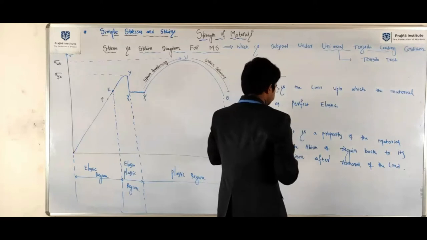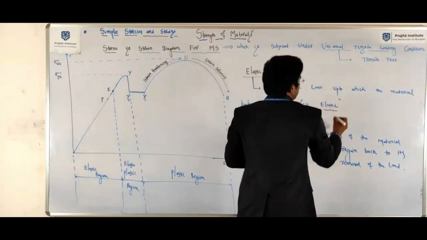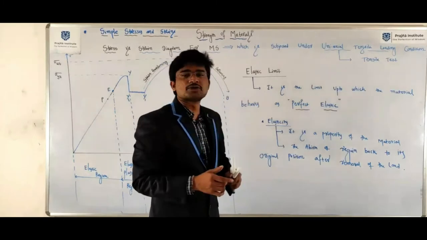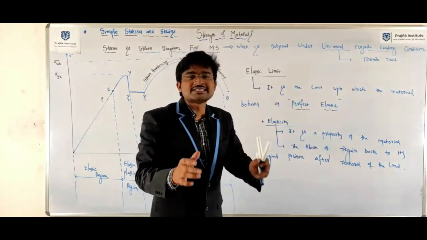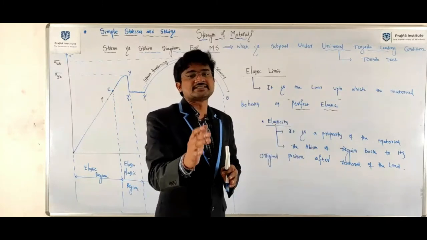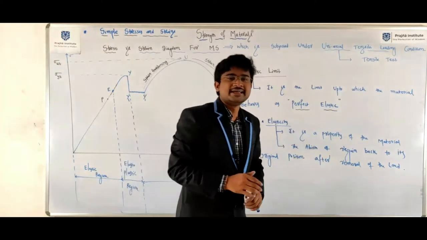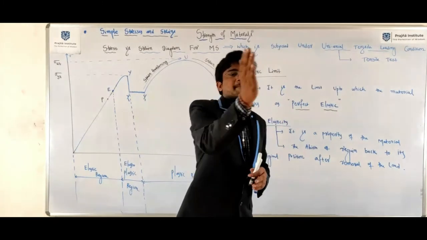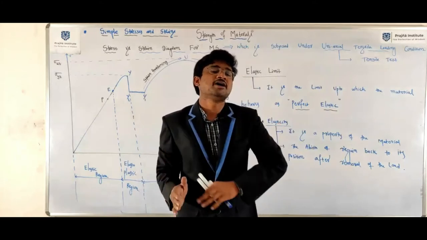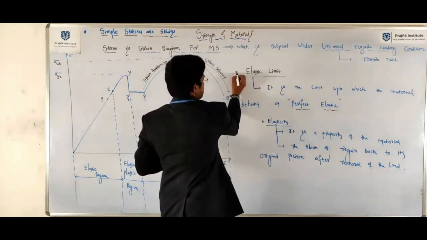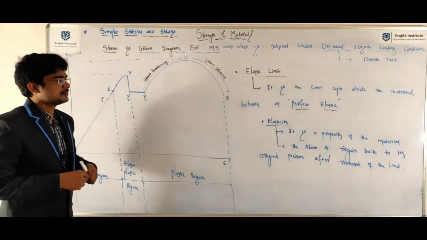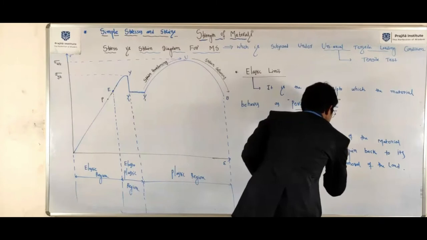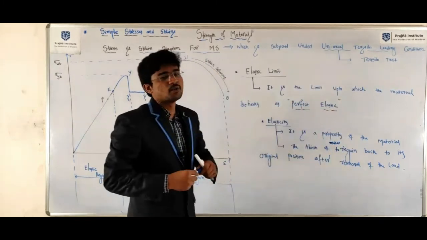Perfect elastic means the material will regain back to its original position after removal of the load. Strength of materials course means theory of elasticity. We need to discuss all strength of materials calculations in the elastic region. Elasticity means the material will regain back to its original position after removal of the load. Here, this is called the elastic limit. Write down up to here.